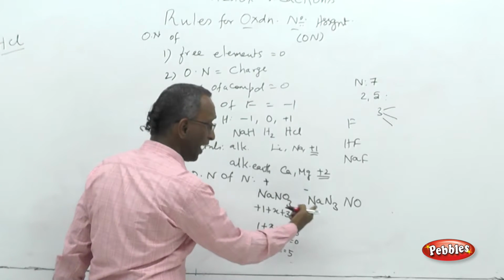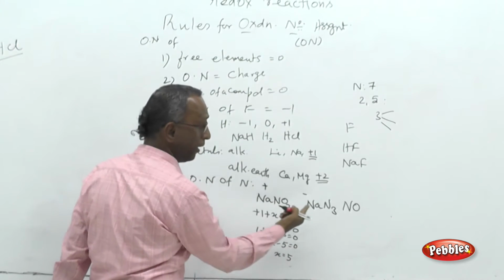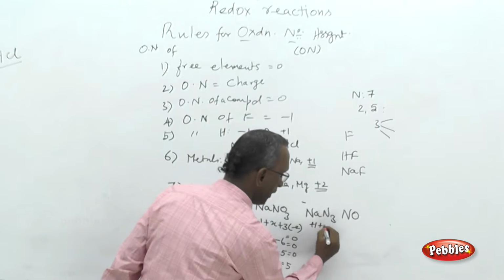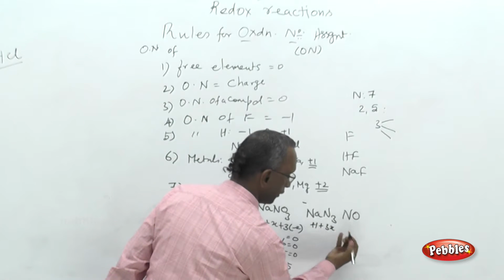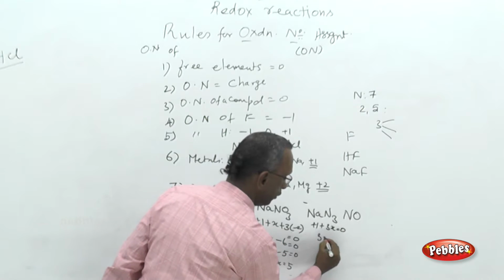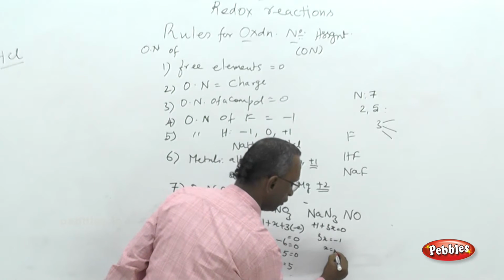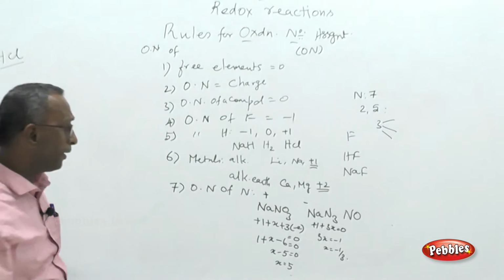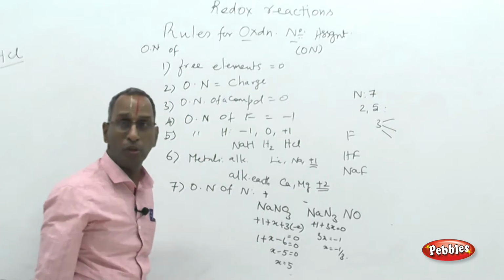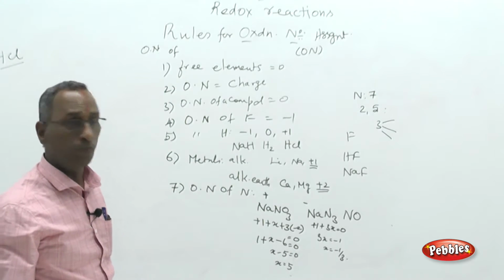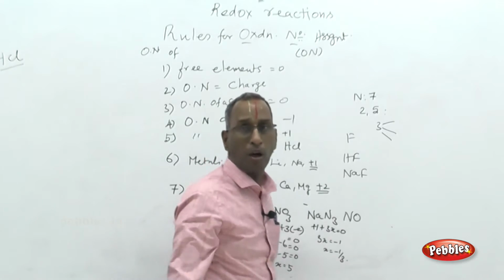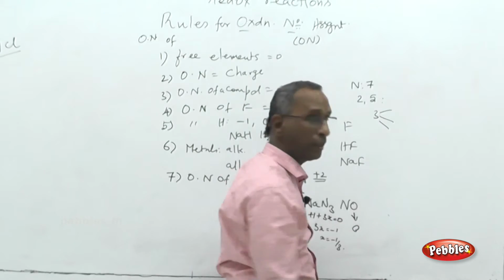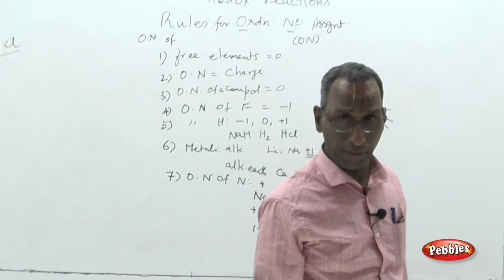But this is NaNO3. And this is NaN3, which we have already seen. +1 plus 3 nitrogens, X we don't know, 3X equal to -1, X equal to -1/3. That is to be noted. So here its oxidation state is -1/3. It is a covalent compound. The oxidation state of nitrogen in its free element form is 0. That is to be noted.